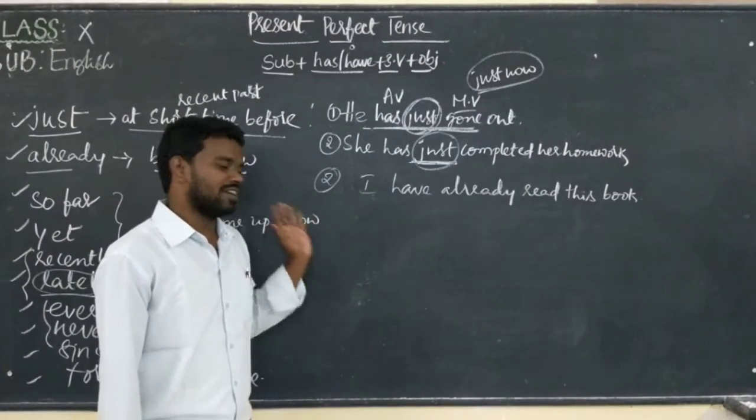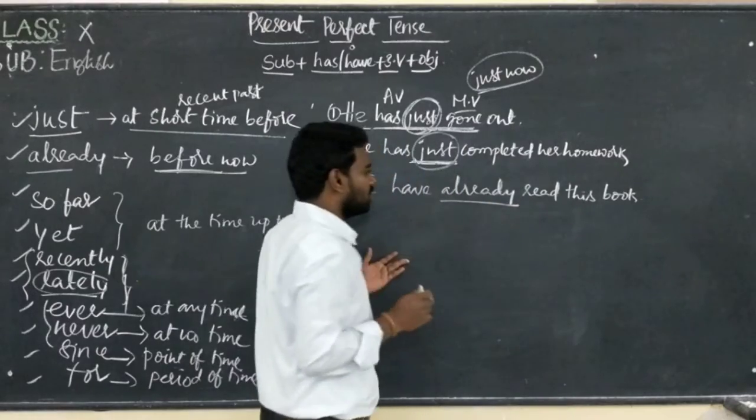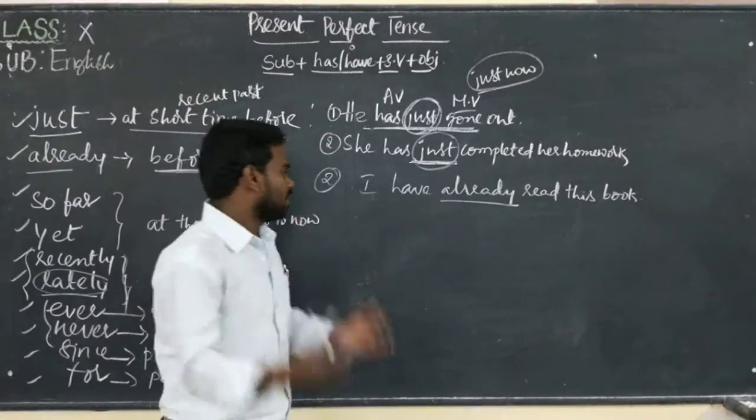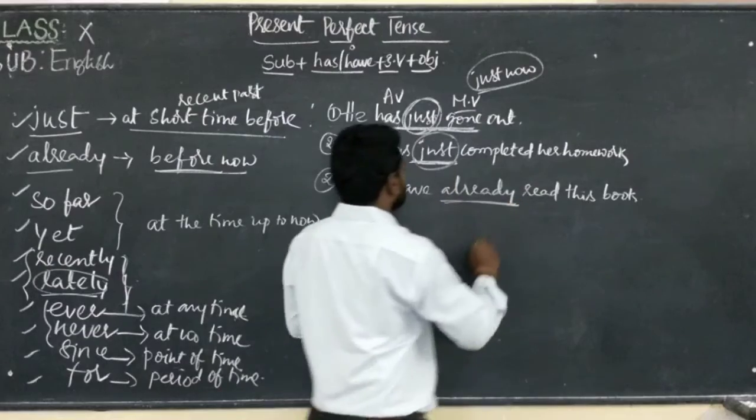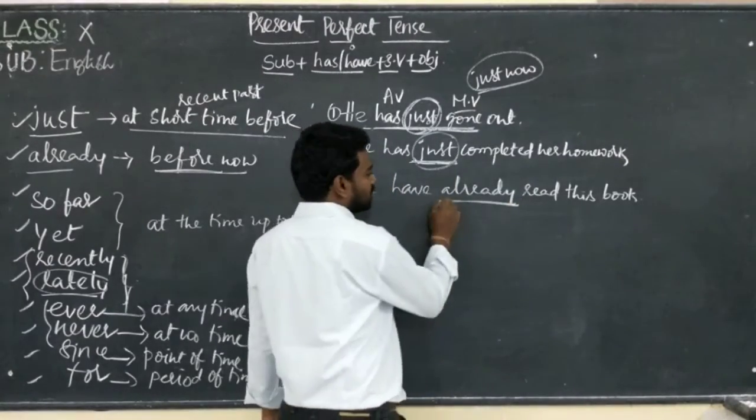So you have completed it by 3 o'clock. That means what? When have you completed? You have completed it by 3 o'clock. So you have already read this book. So what did you do?